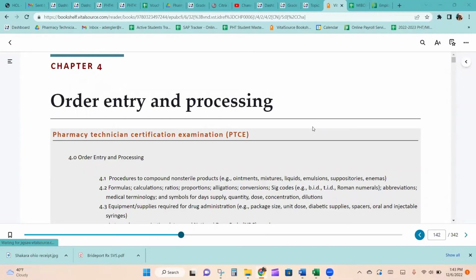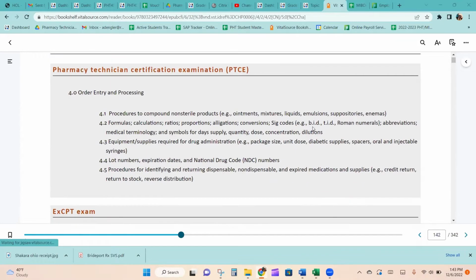Chapter 4, Order Entry and Processing. This is out of the Pharmacy Technician Exam Review book.